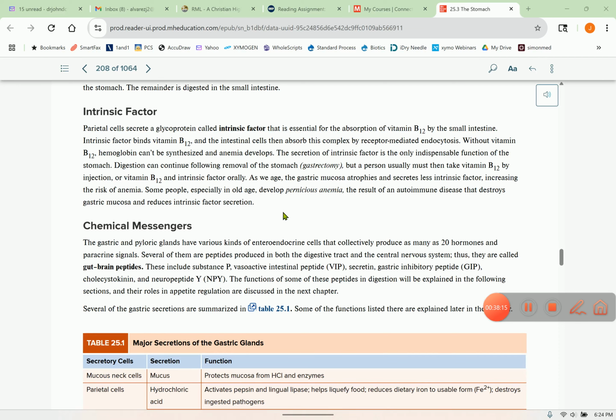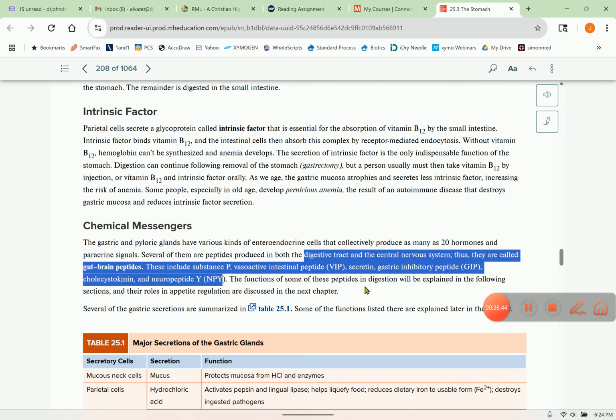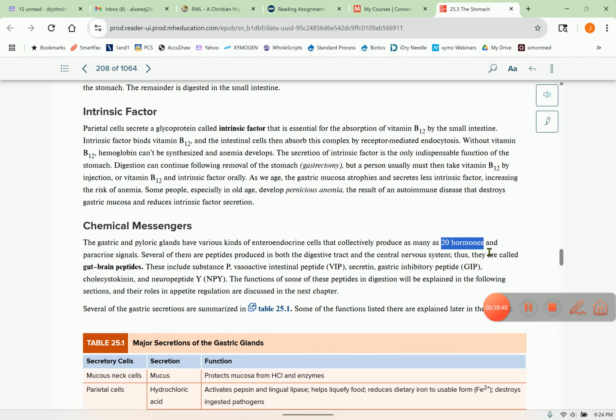Going back to that gut-brain axis, or the gut is a second brain. So the book, surprisingly, calls the digestive tract and the central nervous system the gut-brain peptides. Okay, this includes substance P, vasoactive intestinal peptide, secretin, gastric inhibitory peptide, cholecystokinin, neuropeptide Y, and there's over 20 different hormones that are found with the gastric and pyloric glands, part of the enteroendocrine cells that produce as many as 20 different hormones. So as far as your brain chemistry, it is so important that your stomach chemistry be as good as possible, because the health of the stomach does dictate the health of the brain.